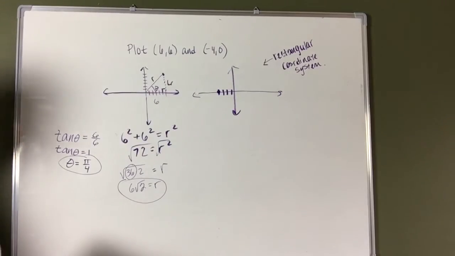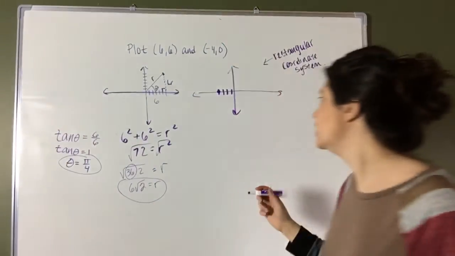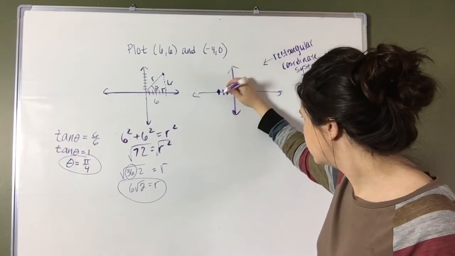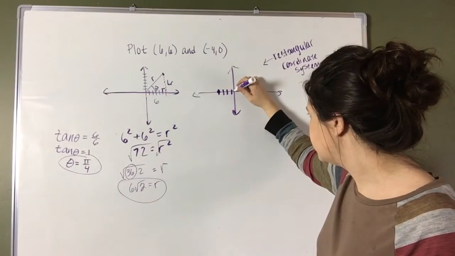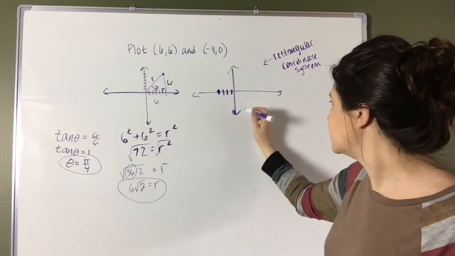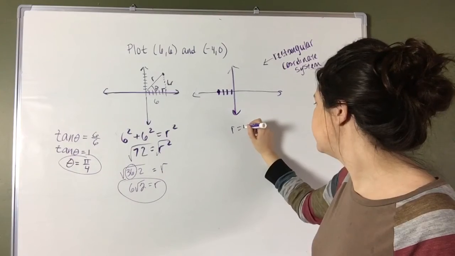Now let's go ahead over here. We'll do the same thing. What would the distance from the origin be here? We can just count to it, right? Because the straight distance is 1, 2, 3, 4. So r is equal to 4 for this one.